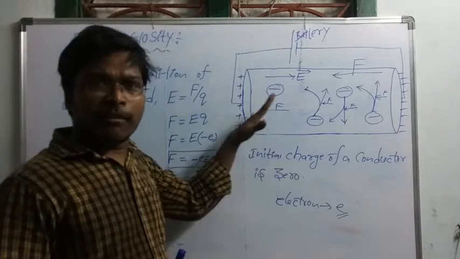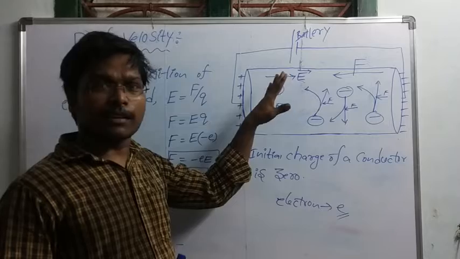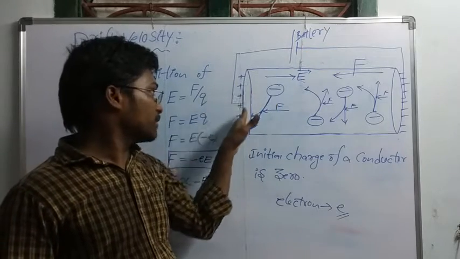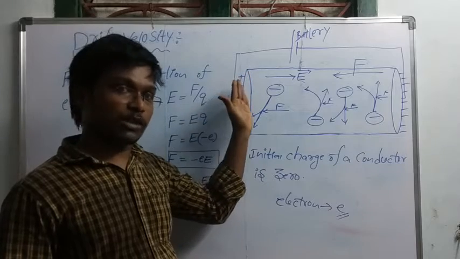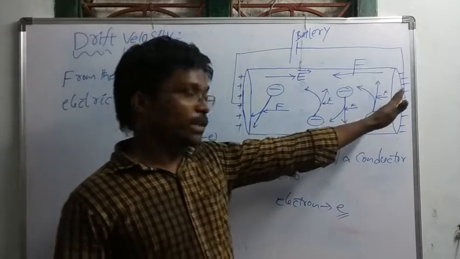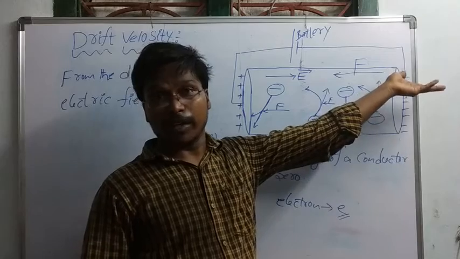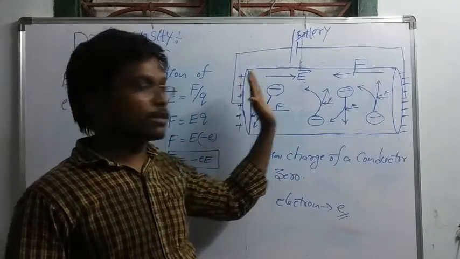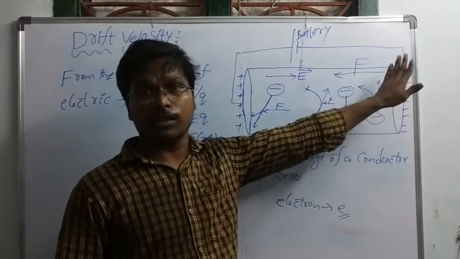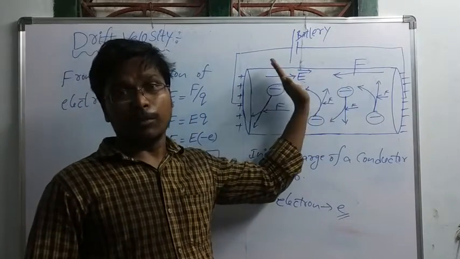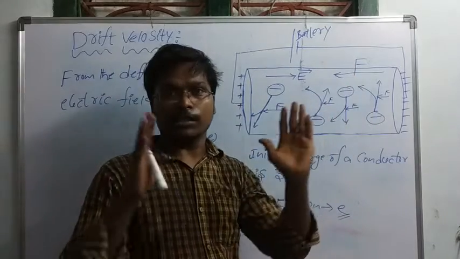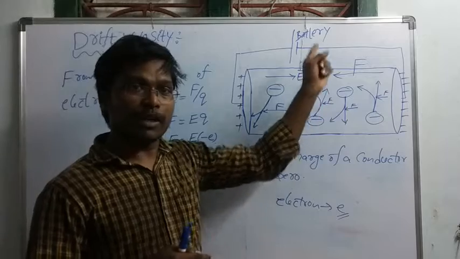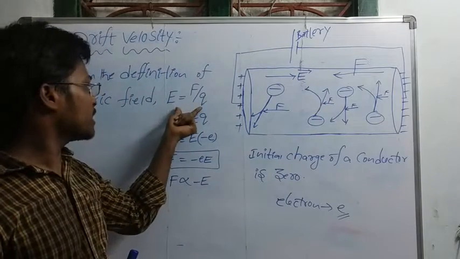Whenever this conductor is connected to this battery, this end of the conductor becomes a positively charged plate, and this end becomes a negatively charged plate. So whenever this end gets positive charge and this end gets negative charge, some electric field will be created in between the positive and the negative charge. From the definition of the electric field, this is the expression.